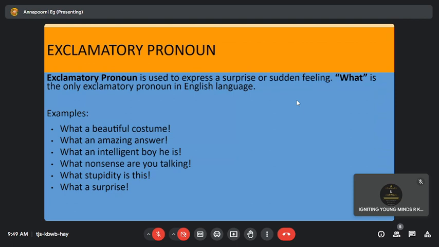So what एक question word है, interrogative pronoun है, relative pronoun है, और एक exclamatory pronoun भी है. इसका examples हैं, what a beautiful costume, what an amazing answer, what an intelligent boy he is. क्या बात है, हम बोलते हैं ना. What an amazing performer, what nonsense are you talking, what stupidity is this, what a surprise, ये क्या सरप्राइज है, या ये क्या अतिशय है. So what एक exclamatory pronoun है. Okay, so please note that.